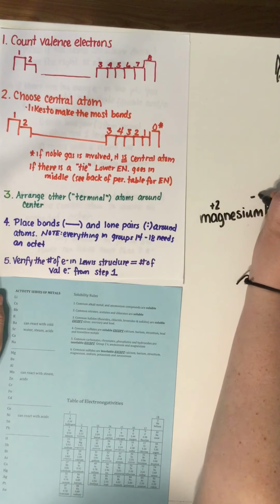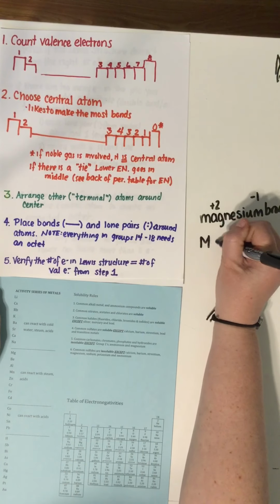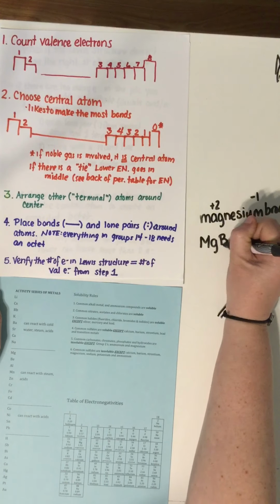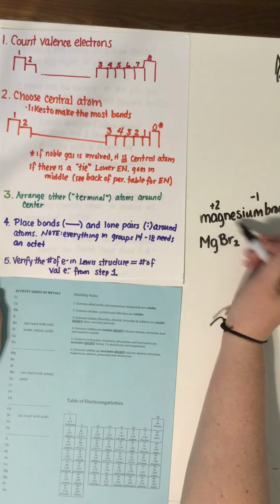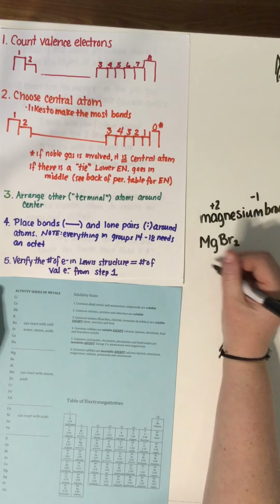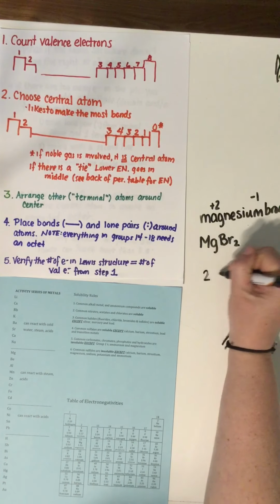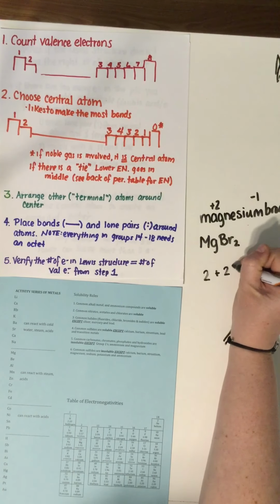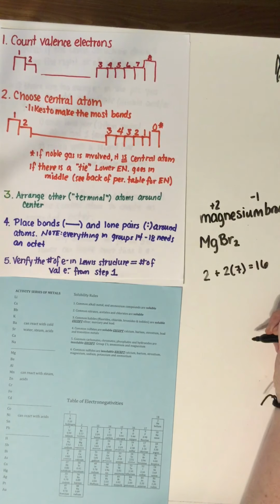So the magnesium has a charge of +2, bromine has a charge of -1. So the formula for the structure we're going to actually make is MgBr2. We're going to crisscross those. Magnesium bromide, MgBr2. Once we have our formula though, our steps are right back to where they were. 2 valence electrons plus 2 times 7. It's a total of 16 valence electrons.